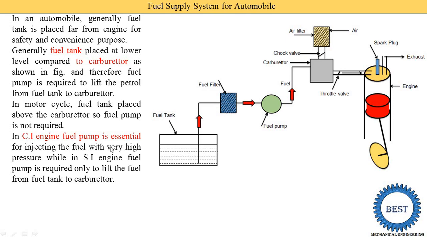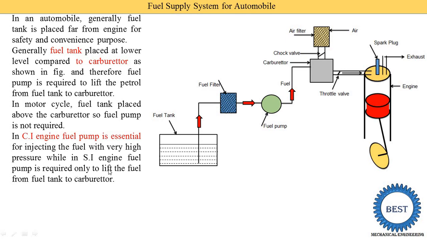Why? Because the fuel pump is used to inject the fuel at very high pressure. Suppose this is a CI engine, then a spark plug is not provided, because the power stroke is produced by the fire due to the higher pressure and temperature of the compressed air. So instead of a spark plug, a fuel injector is provided, and this fuel injector sprays diesel inside the engine. That's why the fuel pump is compulsorily used in CI engines.